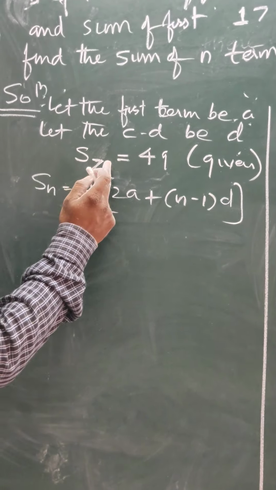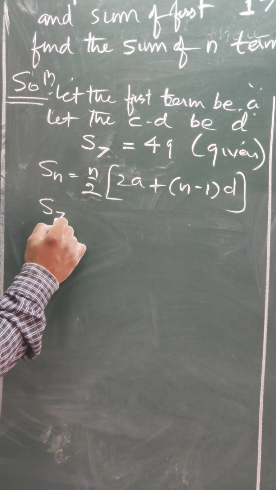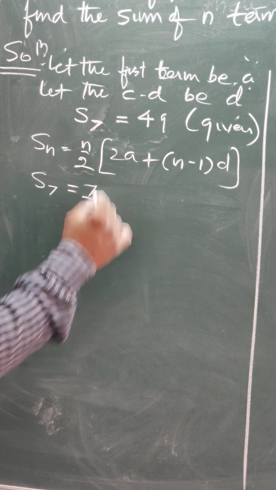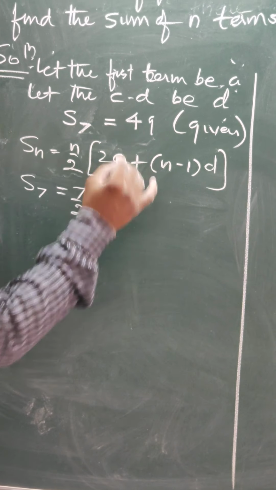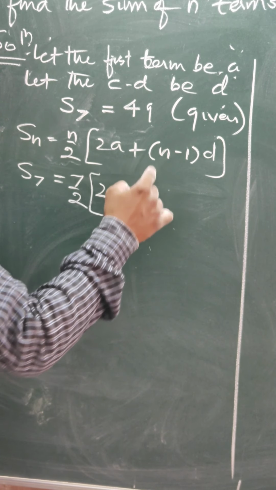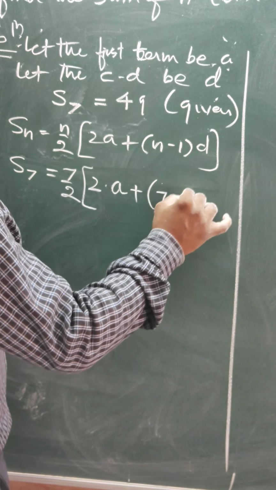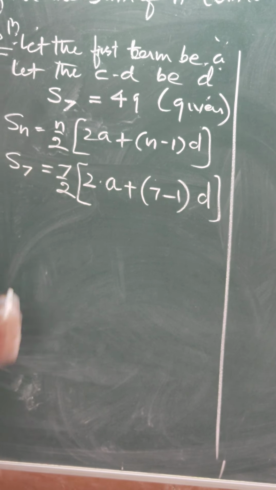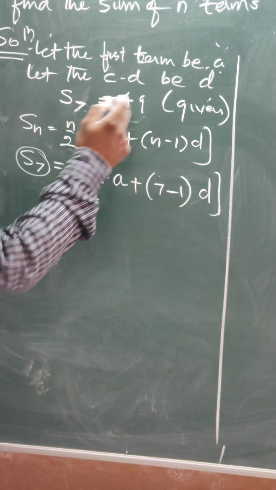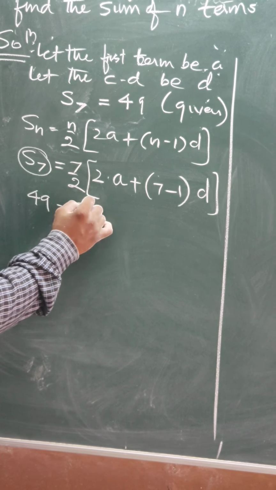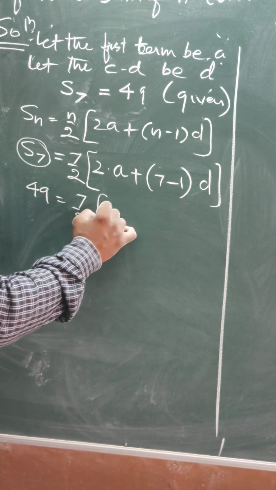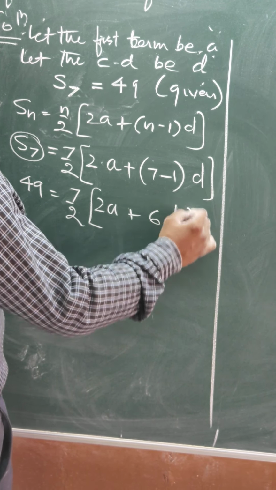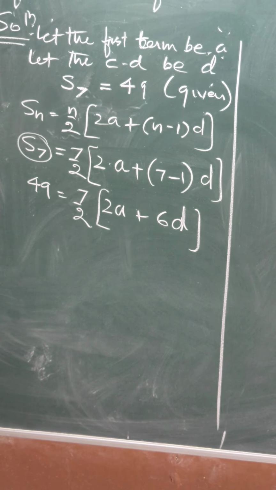Now here the value of n is 7, so S7 is equal to 7 by 2 into 2 into a as it is, plus n minus 1, that is 7 minus 1, into d as it is. So S7's value is already known, this is 49, is equal to 7 by 2 into 2a plus, this becomes 6d, 7 minus 1, 6d.